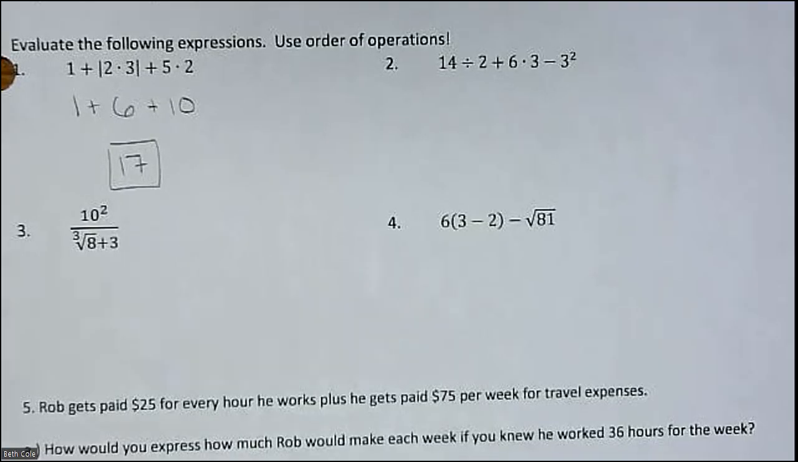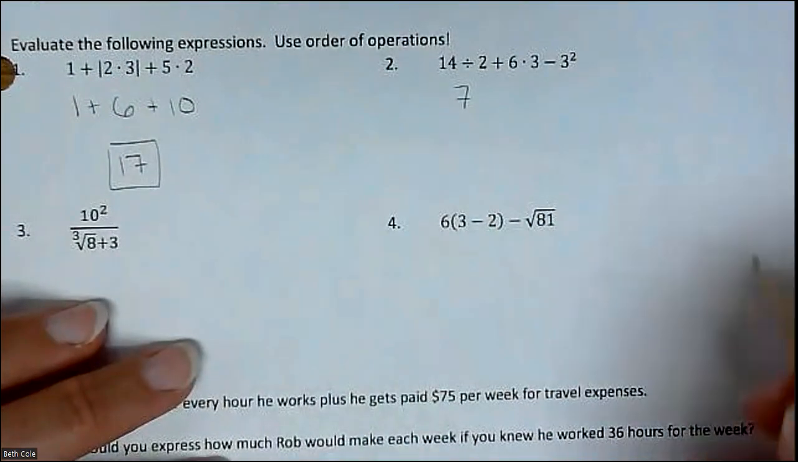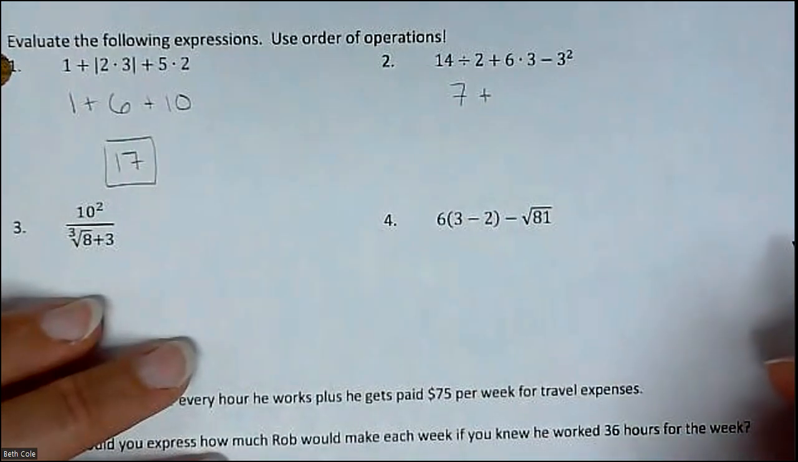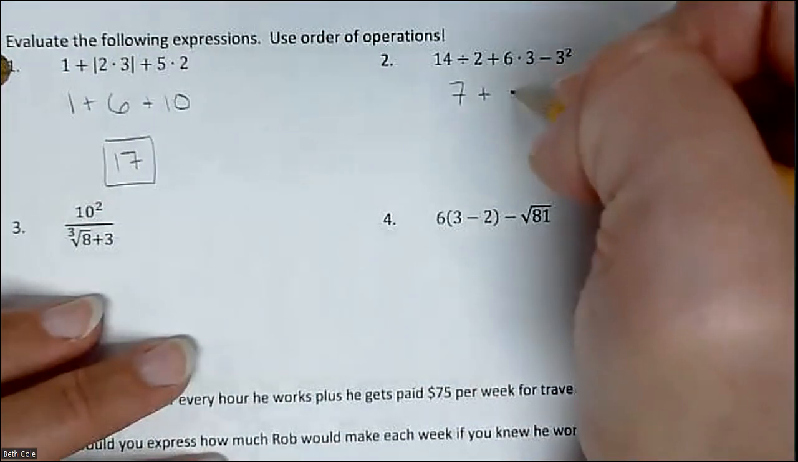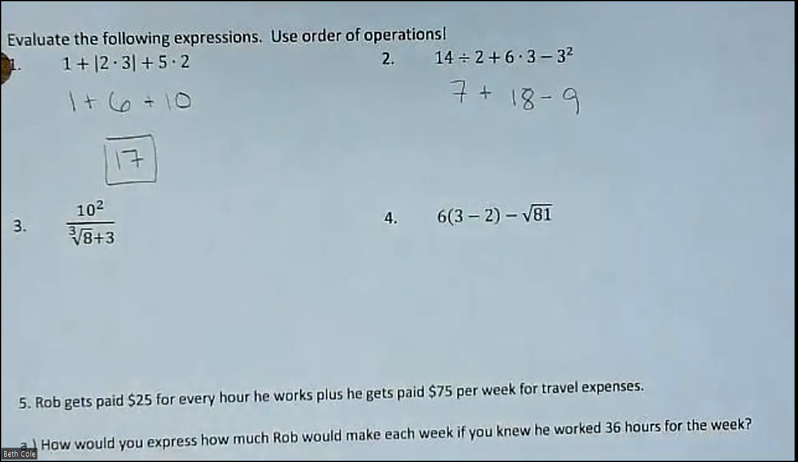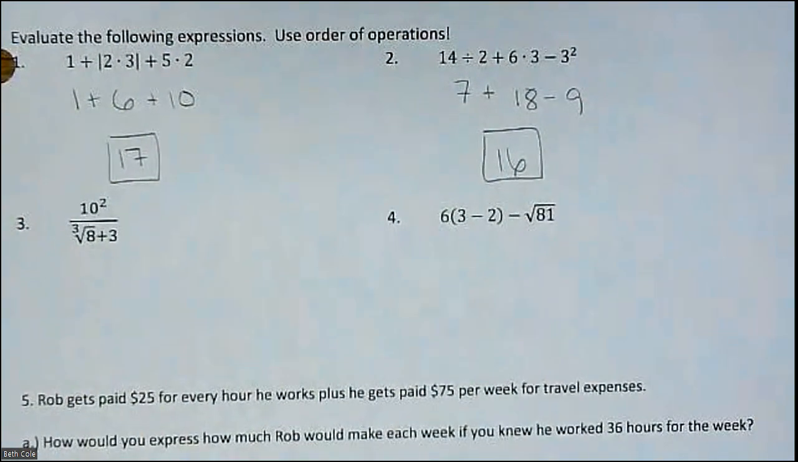Okay. So let's look at this one. 14 divided by 2 would give you 7, plus 6 times 3, that's 18, minus, and then 3 squared is 9. All right, and then we're just going to add and subtract those together. So what does that be? 16? Yeah. Again, you would have access to a calculator.